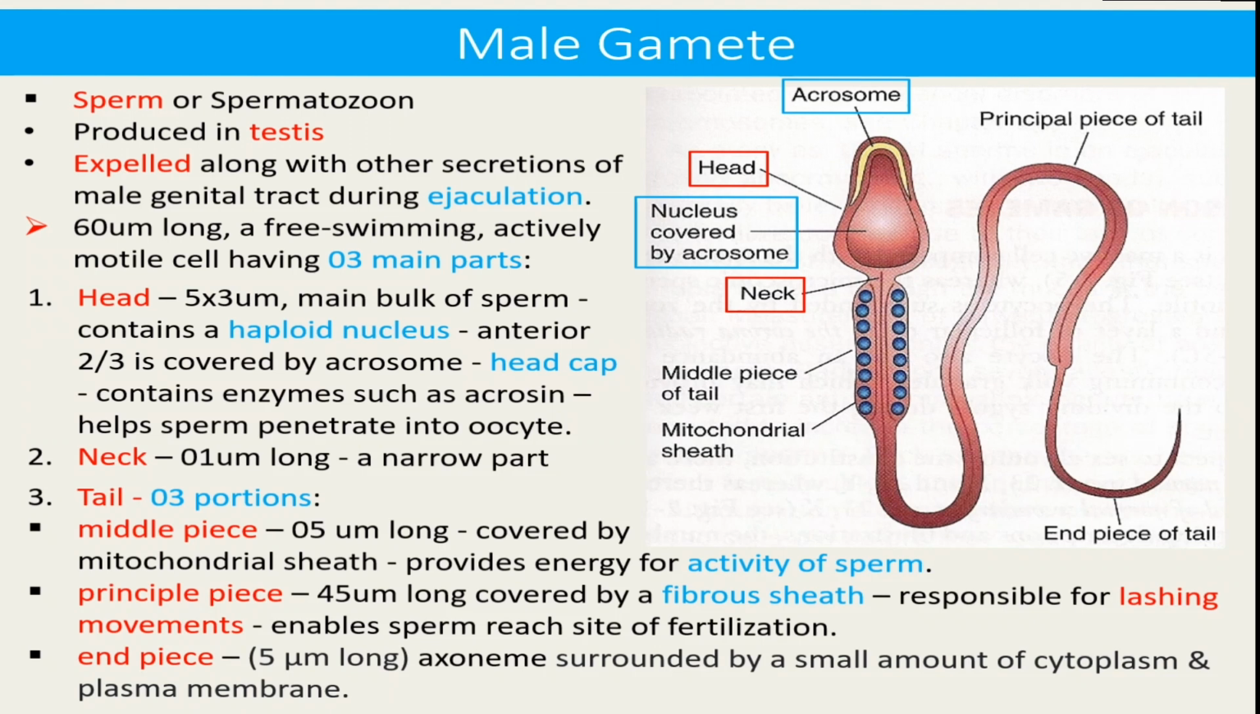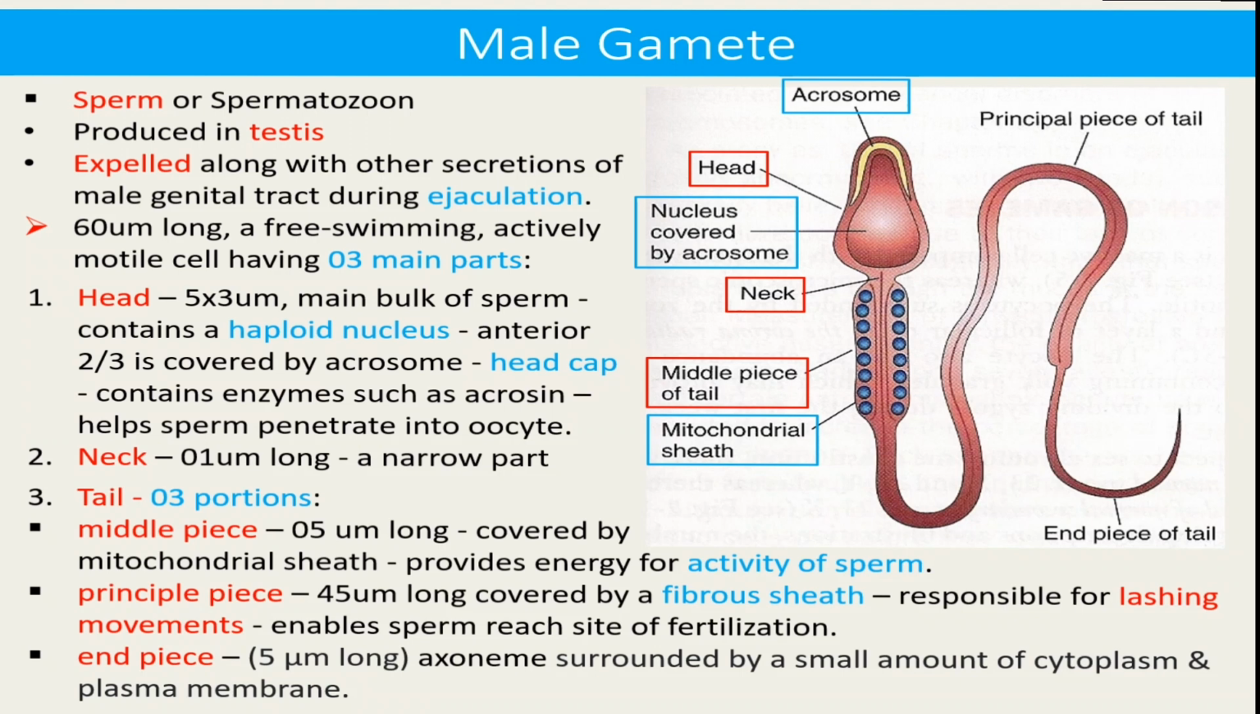The first one is the middle piece, which is roughly 5 micrometers long and is covered by a mitochondrial sheath. It provides energy for the activity of the sperm.